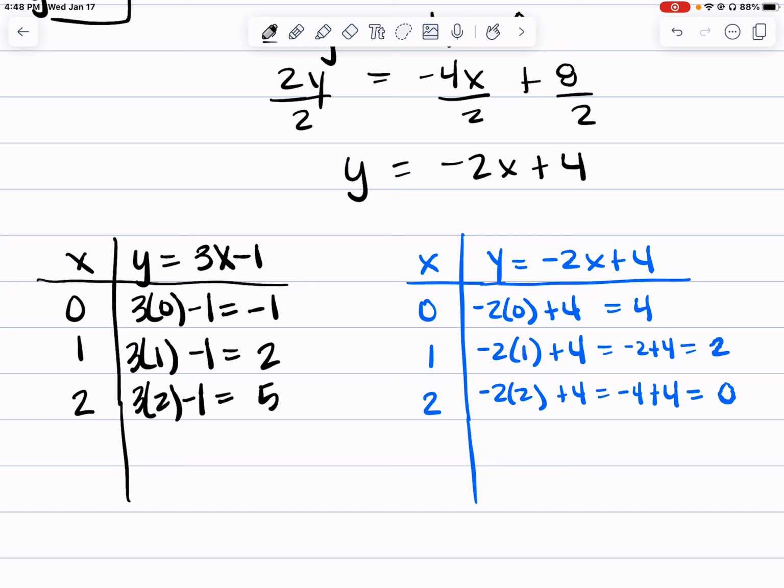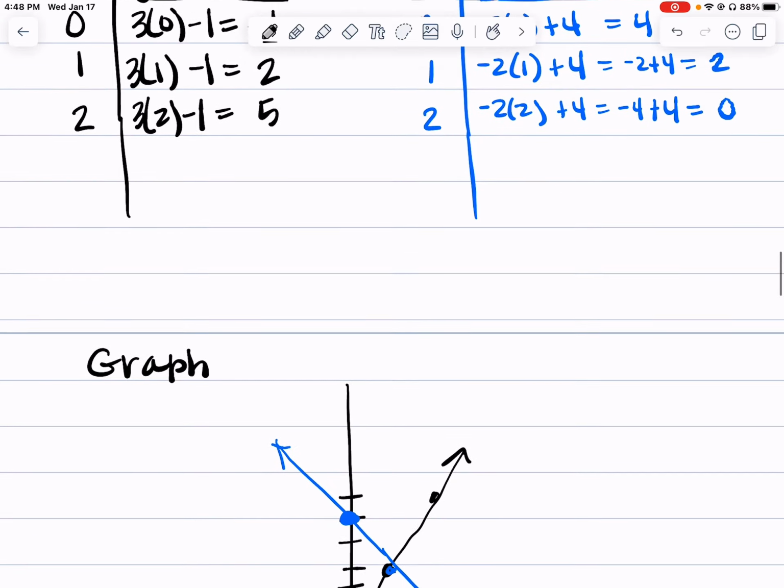You can plug in any number for x, and that gives you the y. So when you replace x, that tells you the y. So we have these pairs for y equals 3x minus 1. We have 0, negative 1, 1, 2, and 2, 5. For y equals negative 2x plus 4, we have 0, 4, 1, 2, and 2, 0.